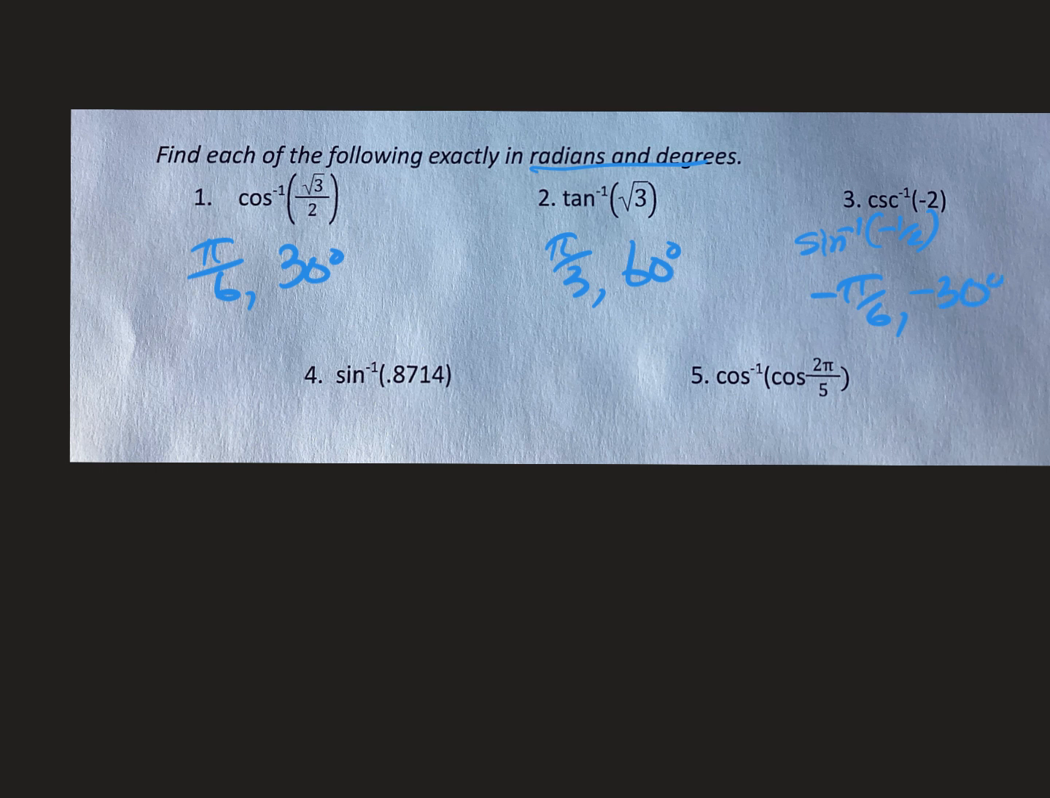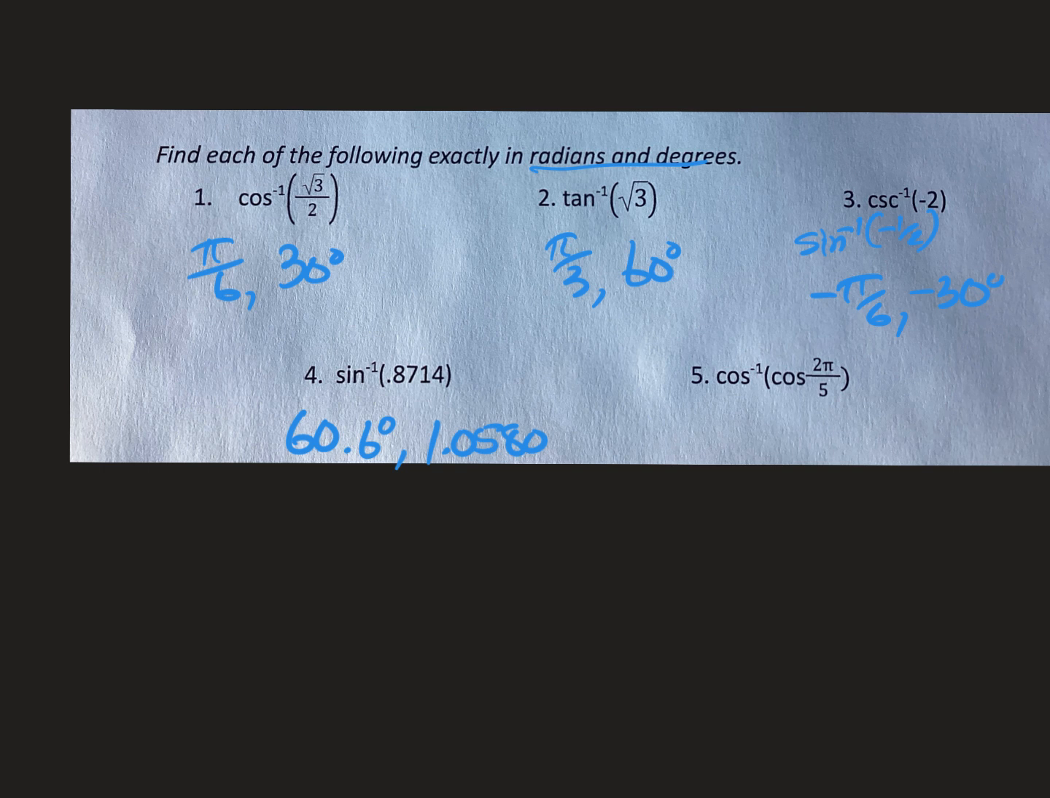Number 4, you need to punch in your calculator because that's a value that we don't know. So I'm going inverse sine of 0.8714. And it's going to give me the degree answer right now because my calculator's in degrees. So I'm getting 60.6 degrees. And then to do radians, I'm going to change the mode to radians and punch it in again. Struggling just a second. Okay, there we go. So I'm going inverse sine of 0.8714 one more time. I'm getting this in radians, 1.0580.